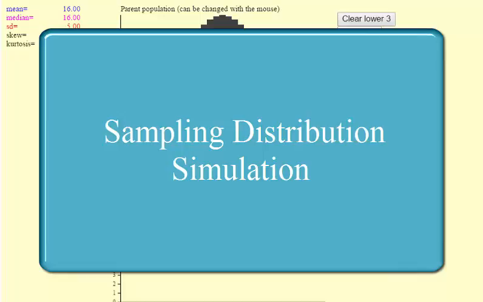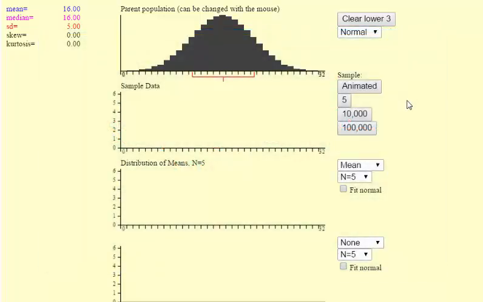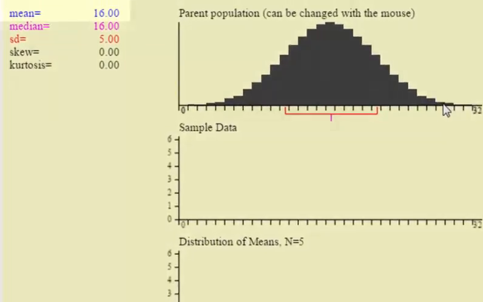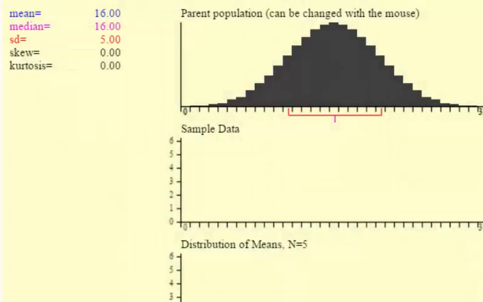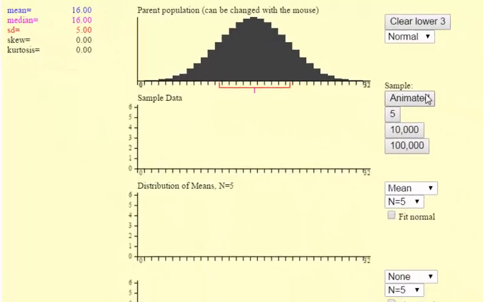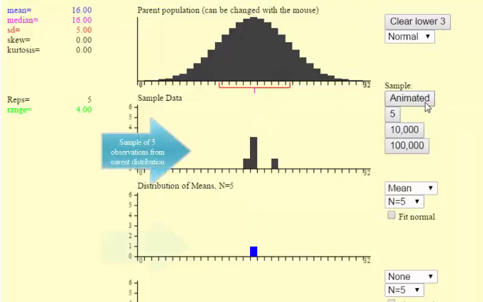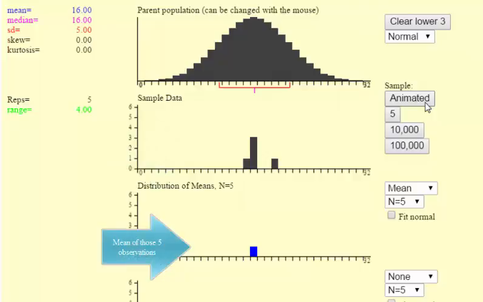Here's a short conceptual video about the sampling distribution. Up top I have a parent population. It's a normal distribution. We see the nice mound shape with a mean equal to 16 and a standard deviation of 5. Here I will take a random sample of 5 observations from my parent distribution, and then I compute the mean of those 5 down below in blue.